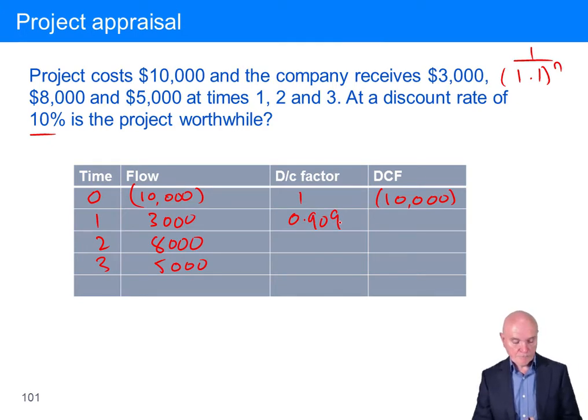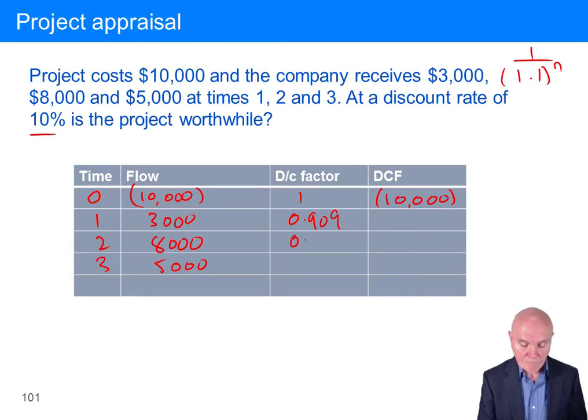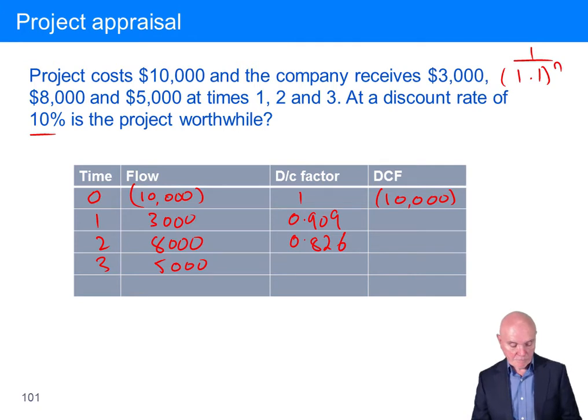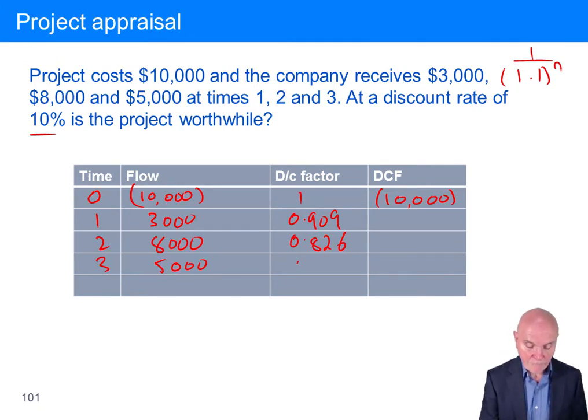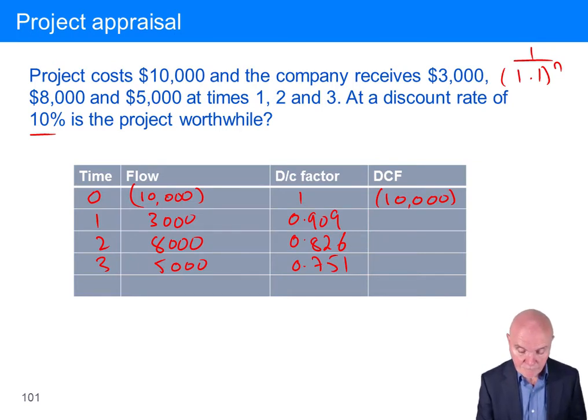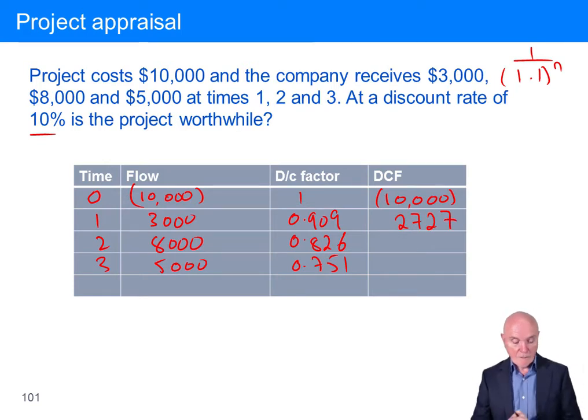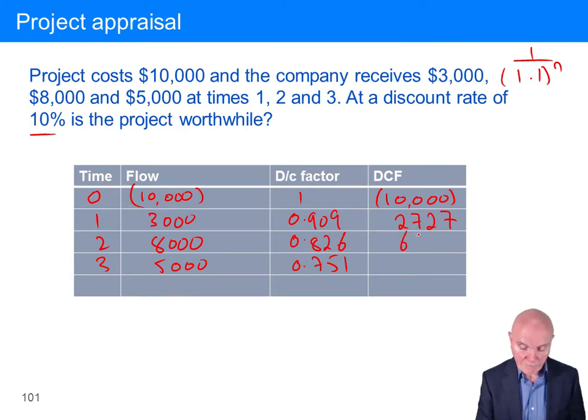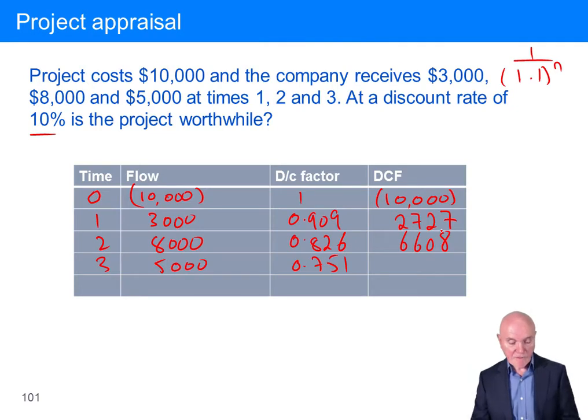The next one, 0.826. And the next one, 0.751. So our discounted cash flows would be 3,000 times 0.909, which is 2,727. At time 2 we get 8,000, but because it's 2 years away it has to be discounted by the factor of 0.826, giving 6,608. And the next one, 5,000 times 0.751, is 3,755.